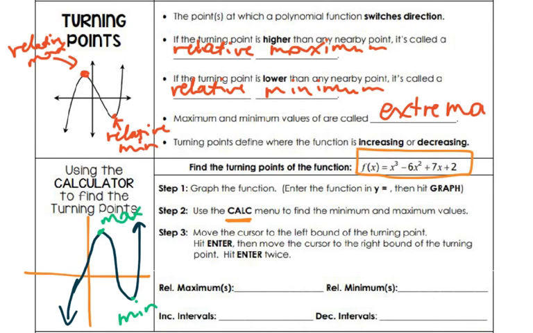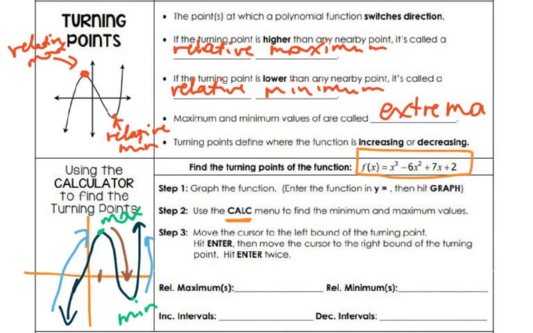And then the increasing intervals. This part of the graph is increasing, and this part of the graph is increasing. So we have two intervals of increasing, and then there is one part where the graph is going down. So this is the decreasing interval. And the intervals, we're going to use the x values to determine them. These are the crucial points on the graph.